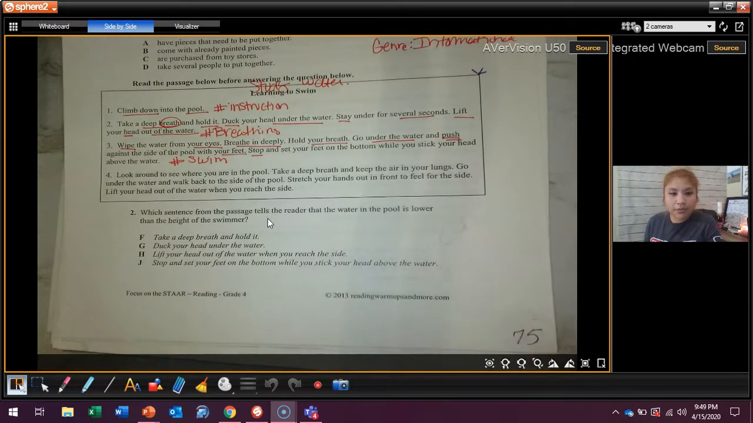All right, section 4, paragraph 4. Look around to see where you are in the pool. Take a deep breath and keep the air in your lungs. Go under the water and walk back to the side of the pool. Stretch your hands out in front to feel the side. Lift your head out of the water when you reach the side.